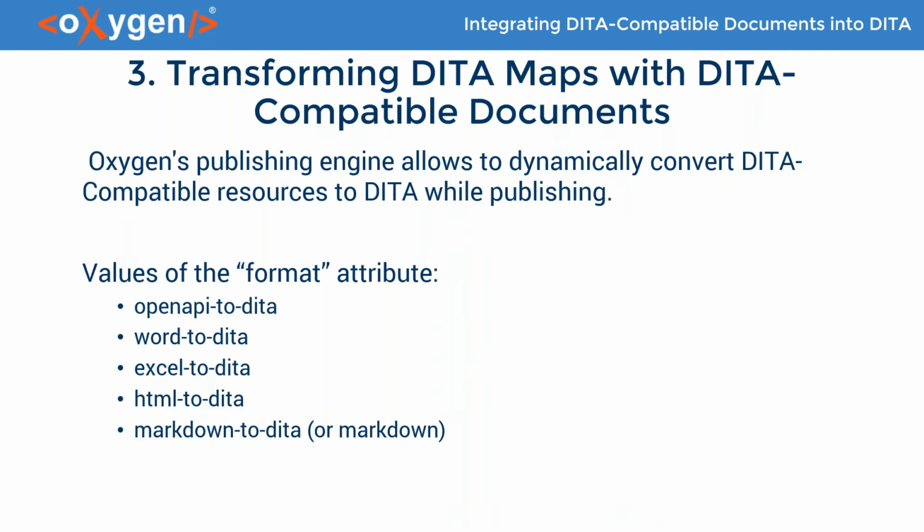Also, the publishing engine from Oxygen allows you to dynamically convert DITA-compatible resources to DITA while publishing. So the OpenAPI, Markdown, Word, Excel, or HTML files from your DITA documentation can be published to any transformation scenario. To enable this support, you must specify one of the following values for the format attribute on the topicref element or on the xref element that references the non-DITA resources.